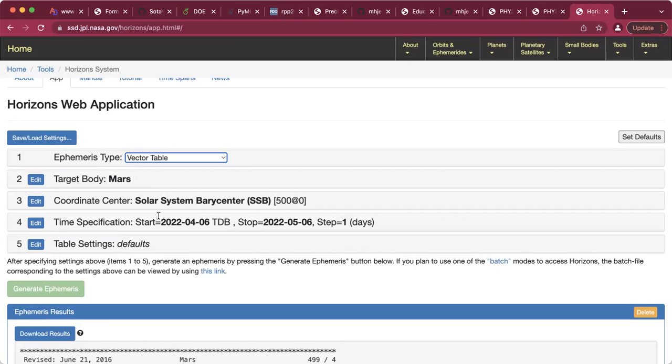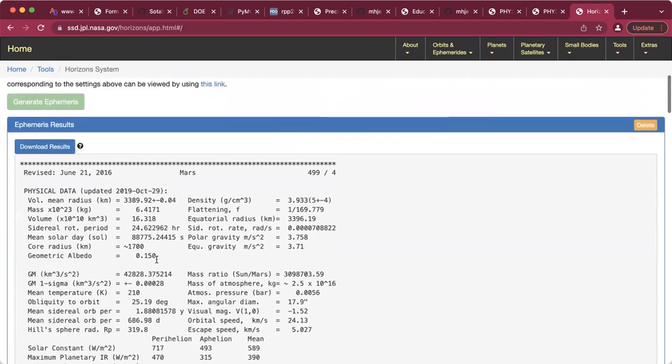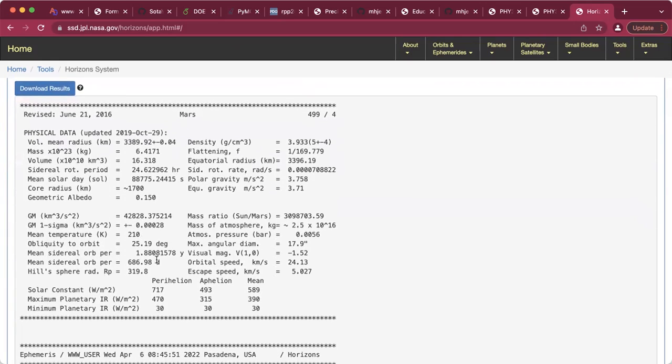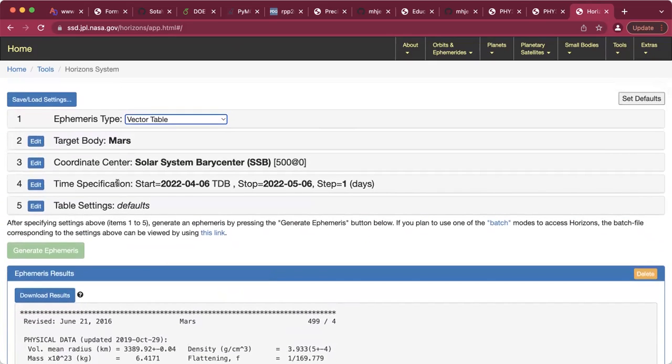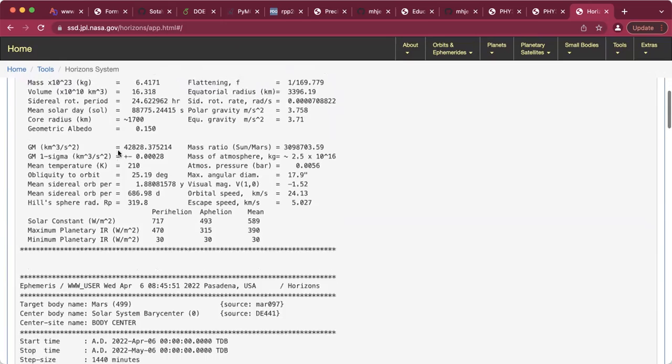If you click on that one, this is what it's going to produce. Actually, I already did it. So if you scroll down, this is the case of Mars. You can always change that, so you have all the other planets. If you click on edit here, you will get other options for the other planets.